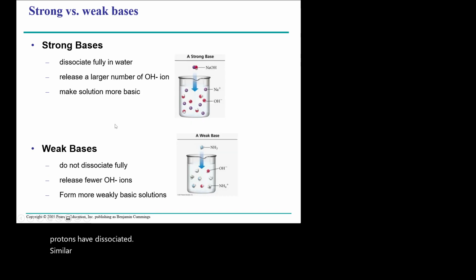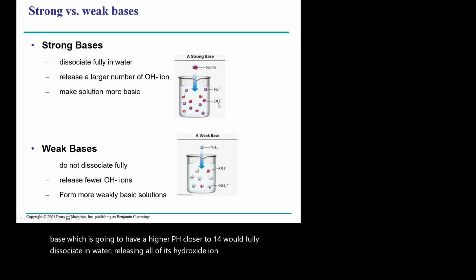A similar thing happens with strong and weak bases. So a strong base, which is going to have a higher pH, closer to 14, would fully dissociate in water, releasing all of its hydroxide ions. Versus a weak base would not fully dissociate in water. Maybe some of them would remain as bases, and some would dissociate. And they would have a pH that would be closer to 7. So anytime you have a weak acid or a weak base, they're going to have a pH that's closer to, but not equal to, 7 than one of the stronger acids and bases, that would be either closer to 0 for acid or closer to 14 for a base.